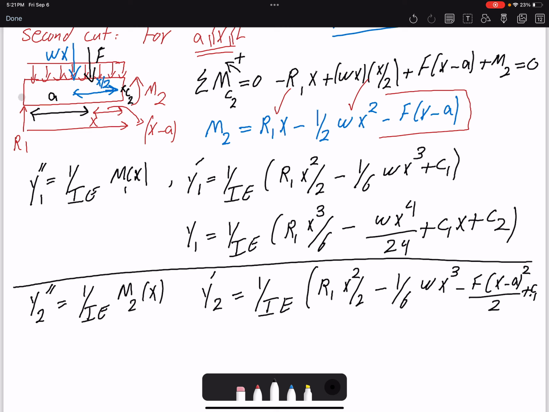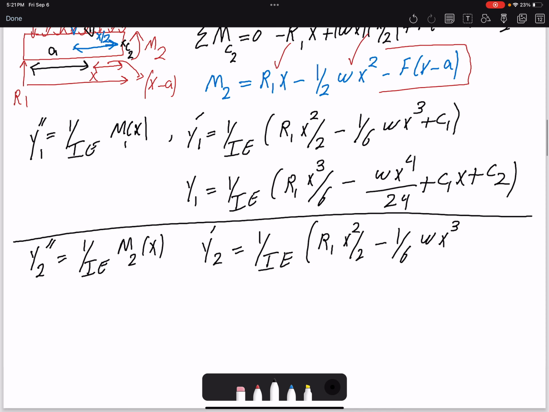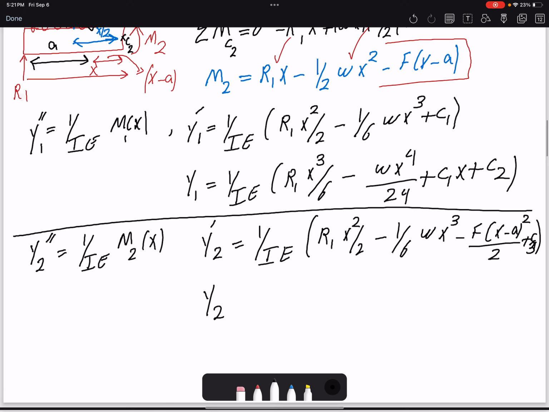Plus C3, because C1 is no longer available. We do C1, C2, and this constant would be different, so we have to name it a separate constant, C3. And if I want to do the deflection, I take another integral.